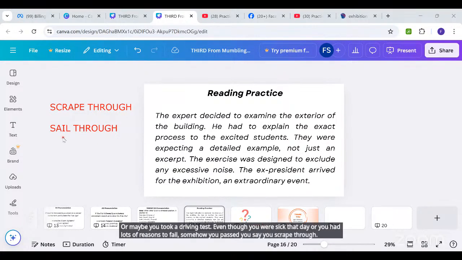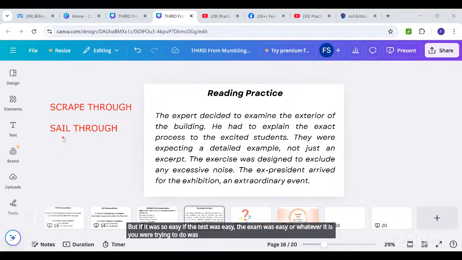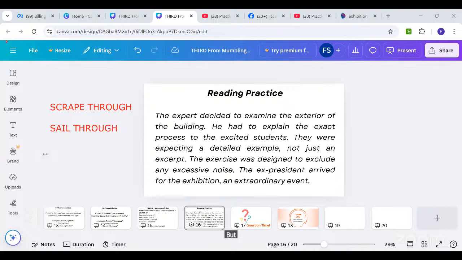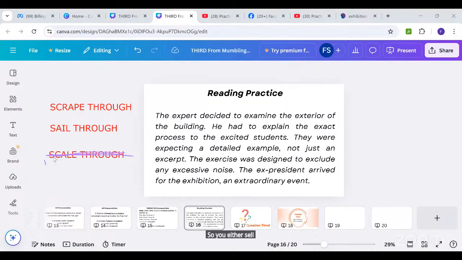But if the test was easy, the exam was easy, or whatever it is you were trying to do was easy, so it wasn't with any difficulty, we say sail through, but never say scale through. Scale through is wrong in English. There is nothing like scale through in English. This is a wrong expression. So you either sail through or you scrape through.